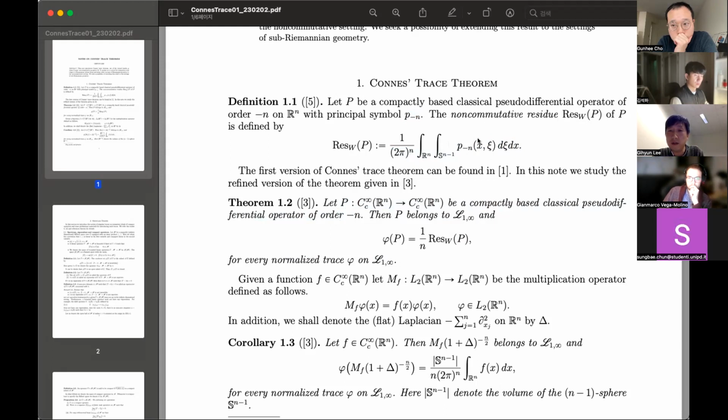We integrate it in X on Rn, and we integrate this function in Xi on the unit sphere. And in the case of a compact Riemannian manifold, this integral is replaced by integrating on the unit cosphere bundle, but I will discuss such things later on. So we associate the numerical invariant with a given pseudo differential operator satisfying this condition.